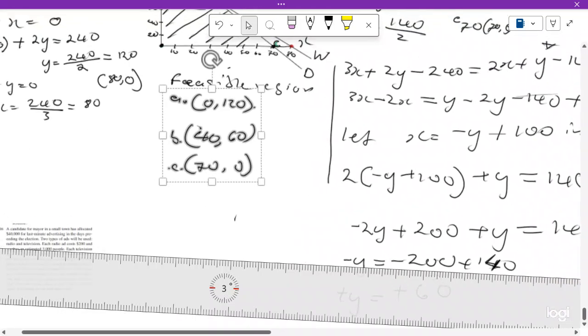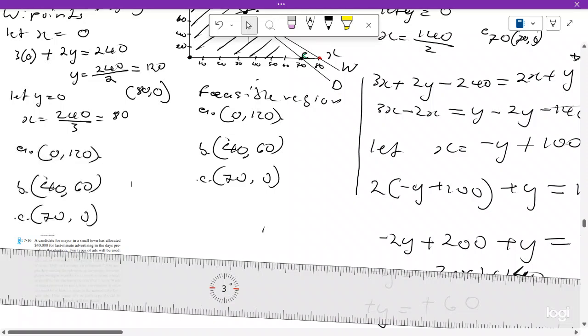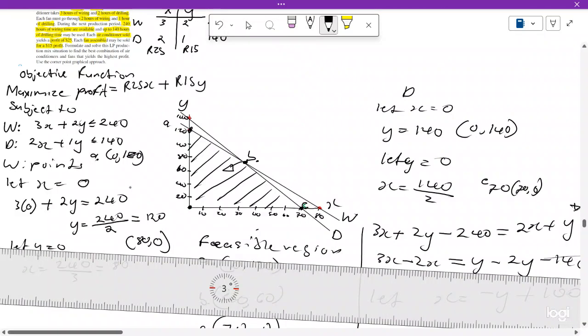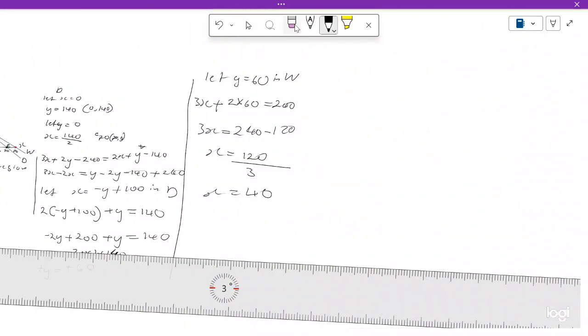Take these points, paste them here, because we want to use the formula to find the profit. So I think no, I'm not happy there. Rather, I rather go away here.